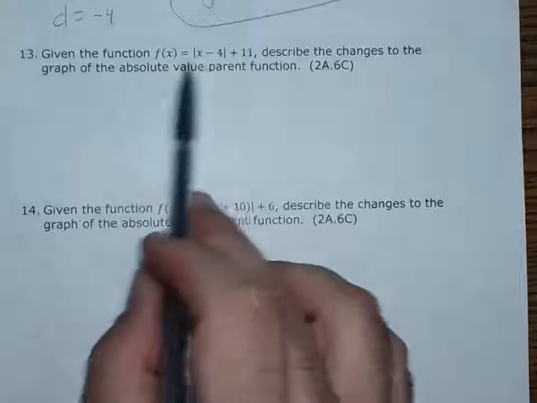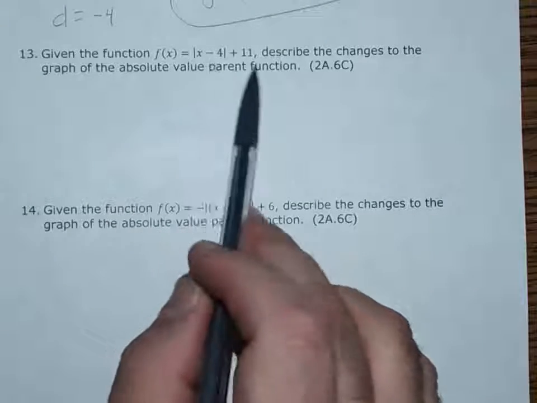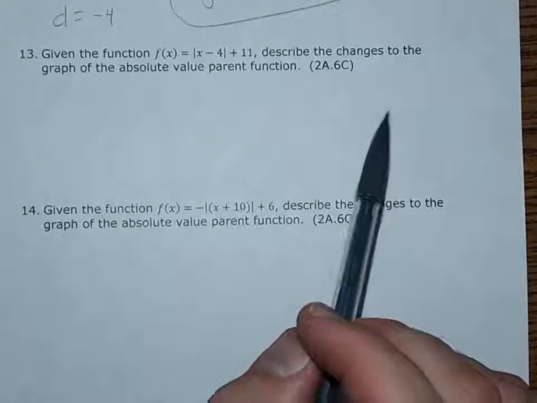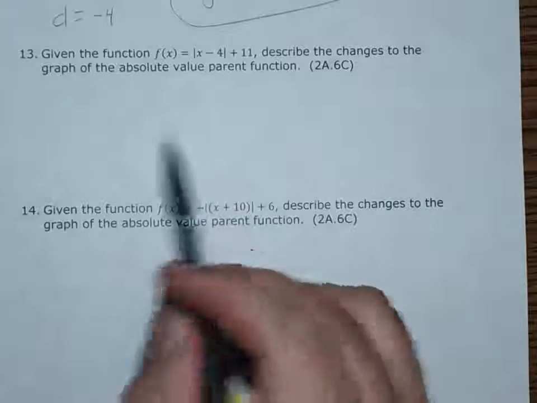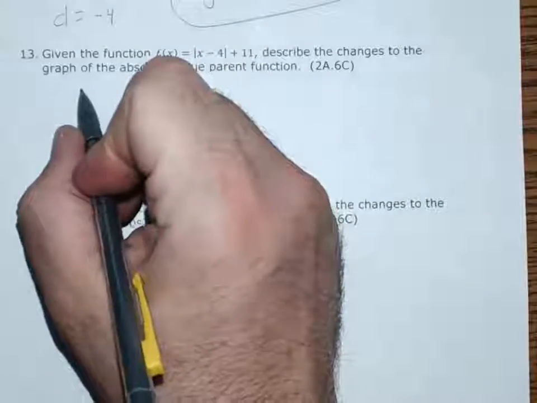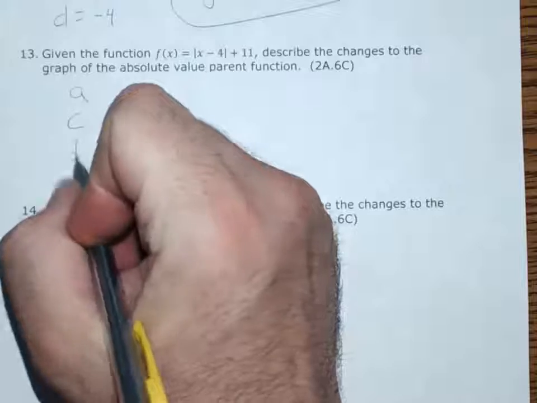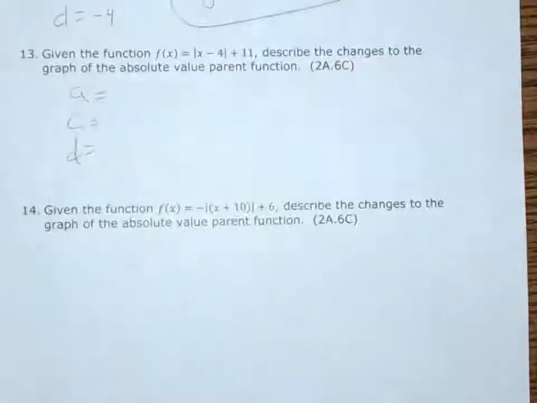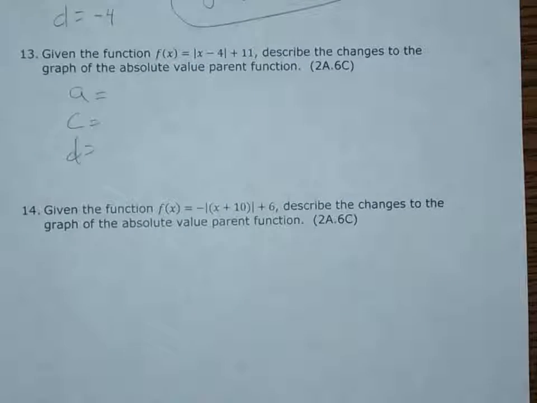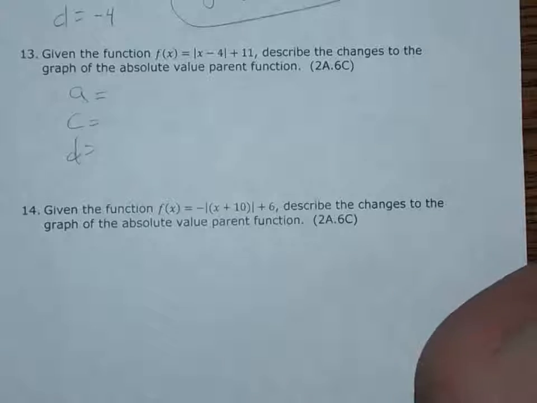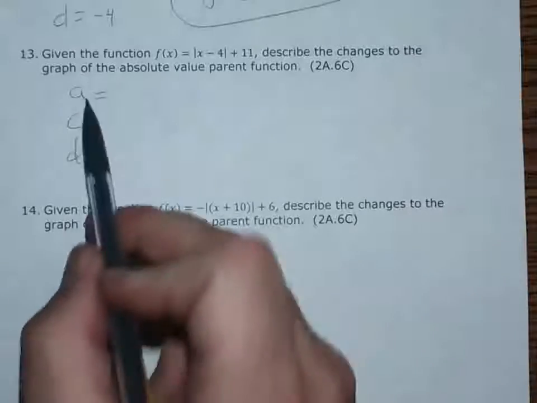Number 13, given this function, f of x equals the absolute value of x minus 4 plus 11, describe the changes to the graph of the parent function. So if we can identify what the a, the c, and the d values are, then we can interpret what has happened and how it's been translated, or transformed, excuse me.